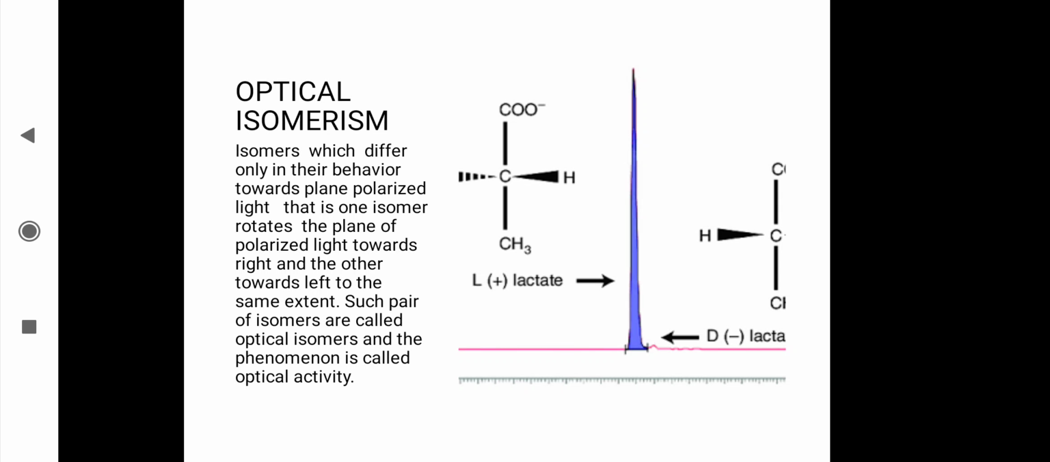You can see for lactate, there's a mistake in the labeling. It's supposed to be L-lactate on the left side and dextrolactate on the right side. D is represented with plus and L is represented with minus. As you can see there, there's a mistake here, so just get it corrected for yourselves.